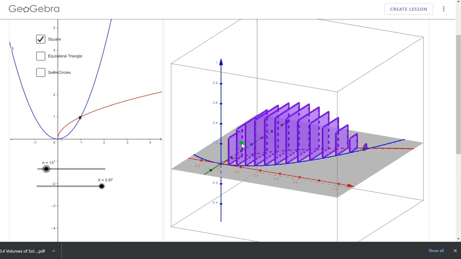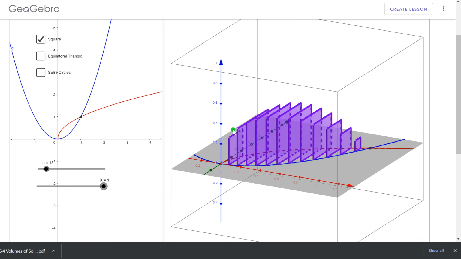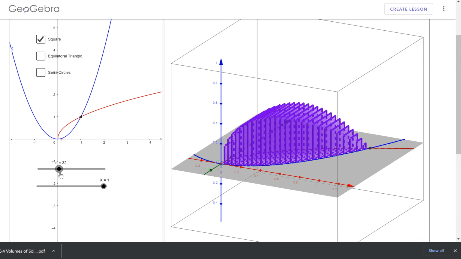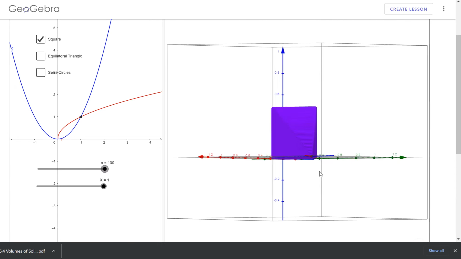So what we're going to do is notice that we have these cross sections, which are squares. Each one of these is a square, and the length in between these is the side length. I can increase the squares, and we'll get this weird looking shape. The more cross sections we get, the closer and closer we get to an actual solid shape. That is why we can use integrals on this. Isn't that cool? And we can look at it from different angles.